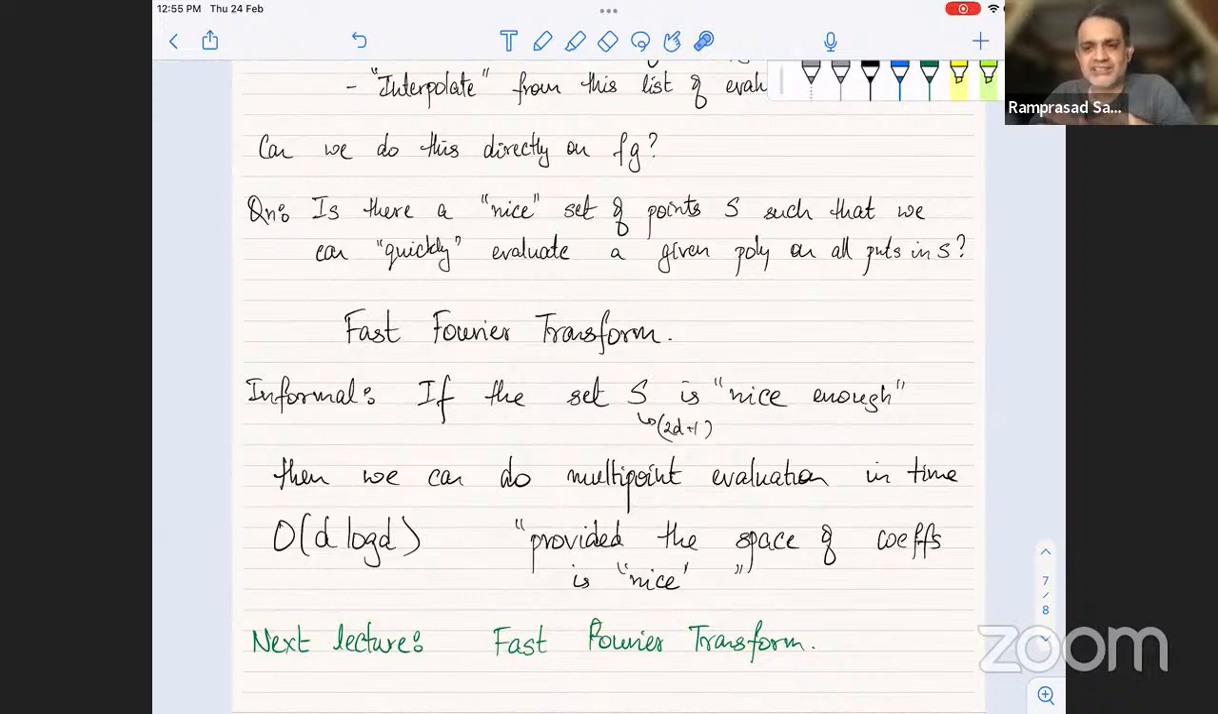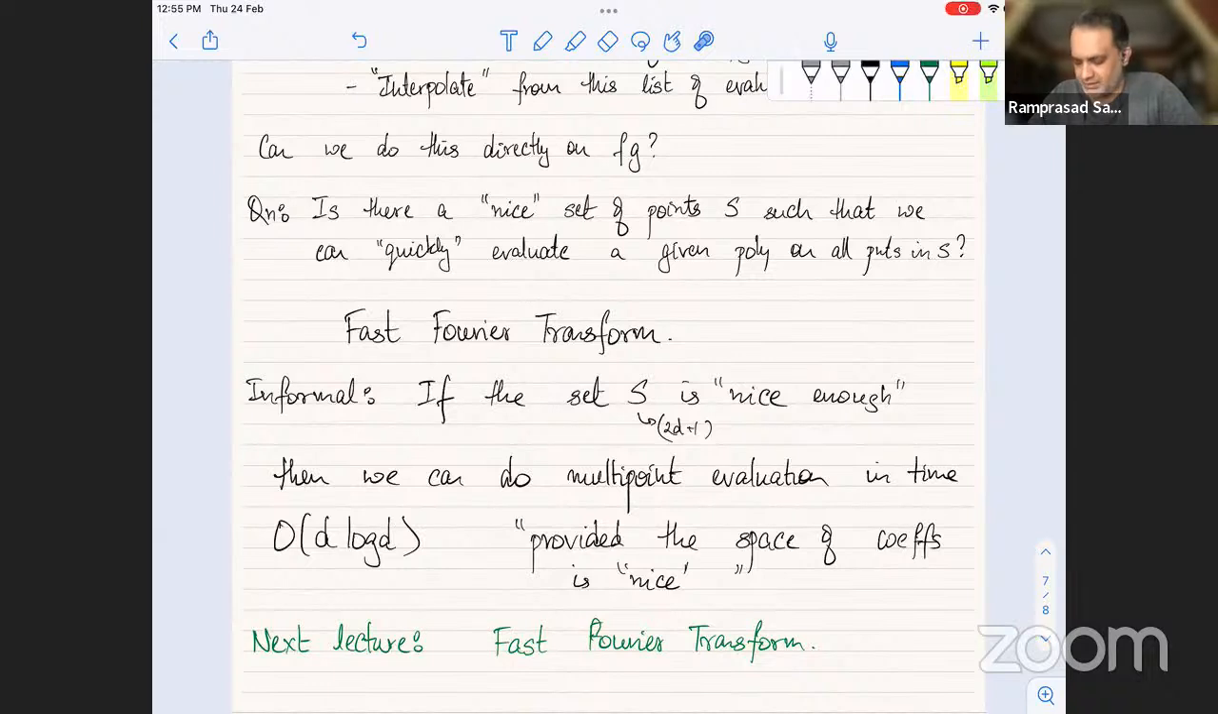I mean, there are good reasons to believe that. But many of those reasons ended up crashing due to other things. Somehow this is something that is very widely believed, that you can't do polynomial multiplication better than d log d. But we don't quite know that yet.